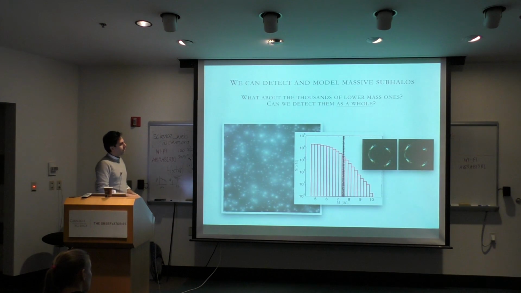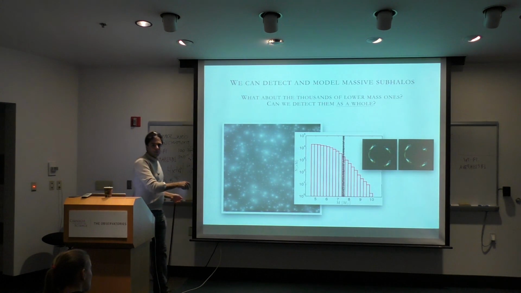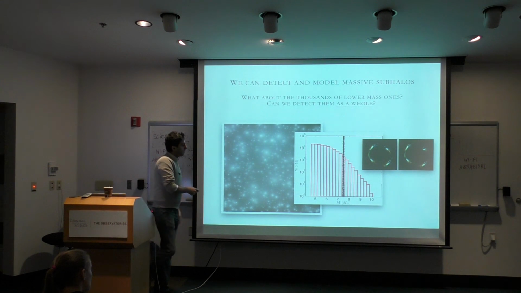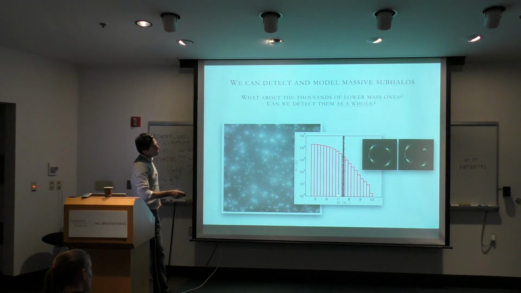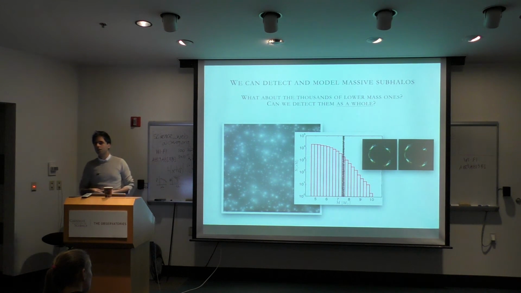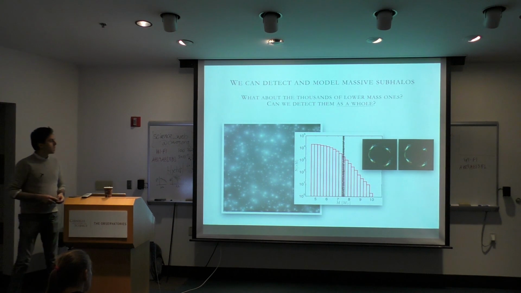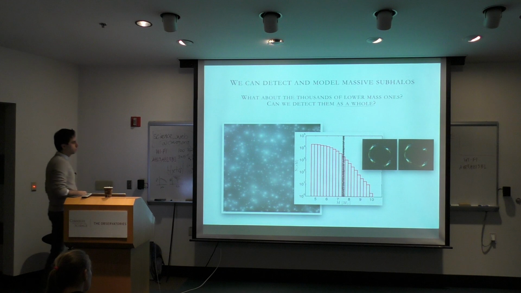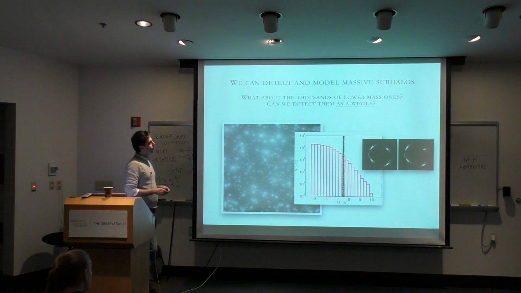So the second method has to do with the cumulative effect of the other subhalos. So here at about 10 to the 7 solar masses, our sensitivity does drop down, which means that if there's a single dark matter subhalo of that mass sitting on one of the images, we can't detect it, or the effect is too small to be detected significantly.